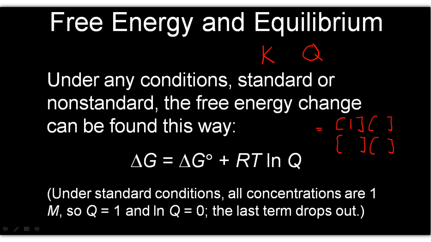So if all those values end up being 1 and 1 and 1 and 1, that's going to end up being a natural log of 1, which is 0, which means all of this is going to go away, and you're simply left with this expression. So the change is going to be equal to what it is at standard conditions. If everything was at standard conditions, this would just put it right back to it.